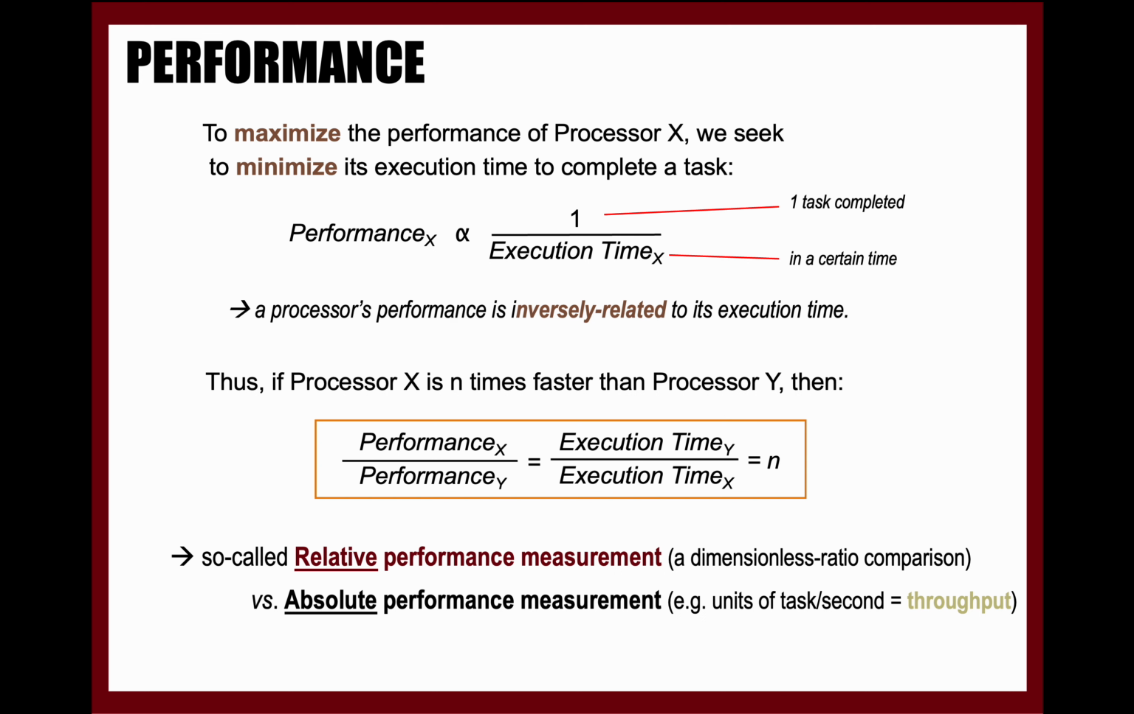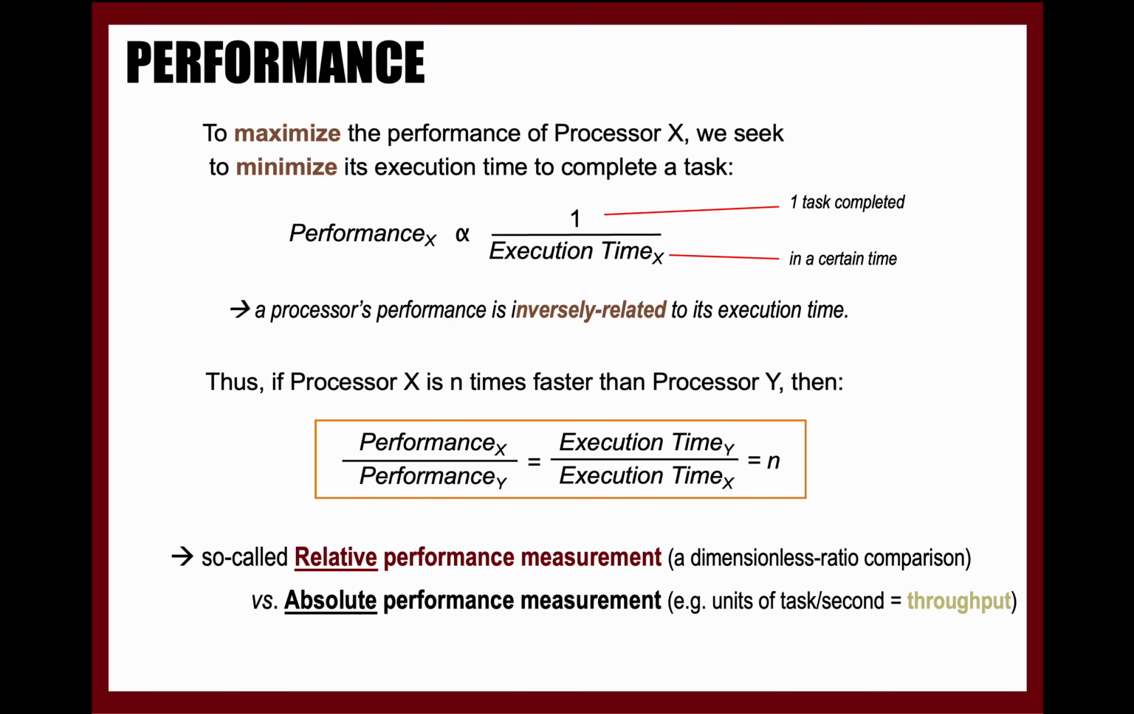Performance is a critical metric in computing, helping us understand how a processor or system operates. To enhance the performance of a specific processor, say processor X, our primary objective is to reduce the time it takes for the processor to finish a task. This relationship can be expressed as the following. The symbol denotes it's proportional to. The equation indicates the performance of a processor is inversely proportional to the execution time. Simply put, the quicker a processor can complete tasks, the better its performance.